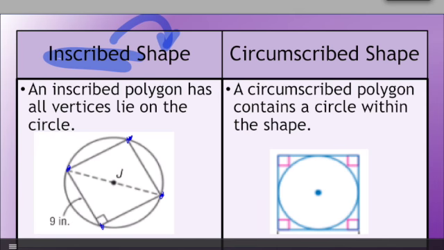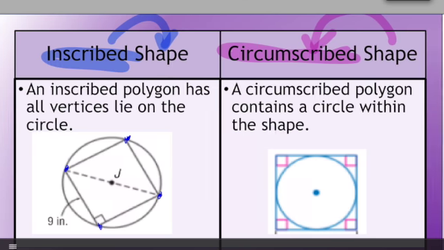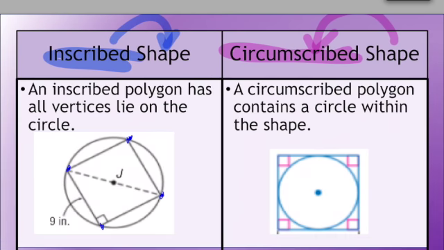Then we have circumscribed. Circumscribed just means that the shape is now going to be on the outside of the circle. So the shape is on the outside. And now if we see the image, we can see that the circle is on the inside and the shape is the one that's on the outside. And we can see that the circle is touching each side of the polygon.